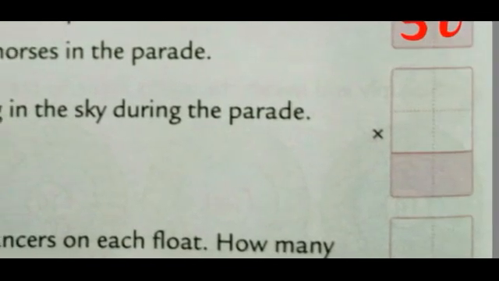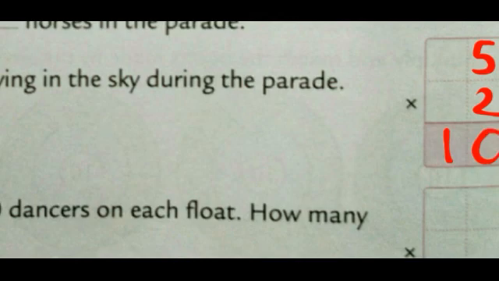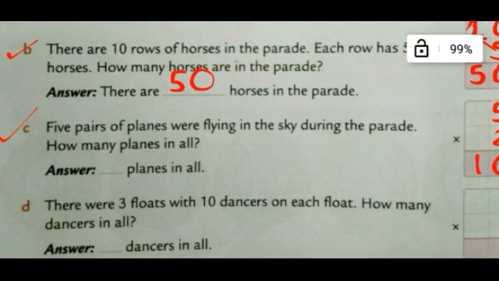5 pairs. So we will write 5 first, and they were in pairs. That means 2. So now we simply need to multiply. What is 2 fives are? Or you can say 5 twos are 10. So there were 10 planes in all.